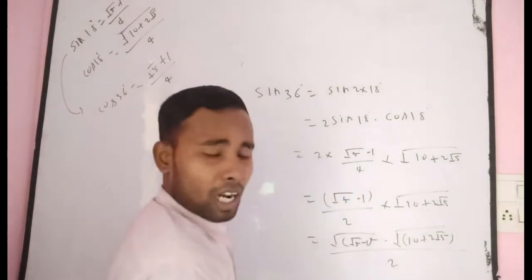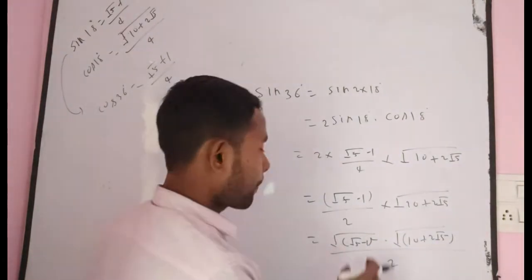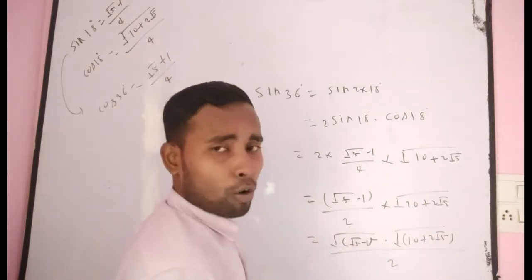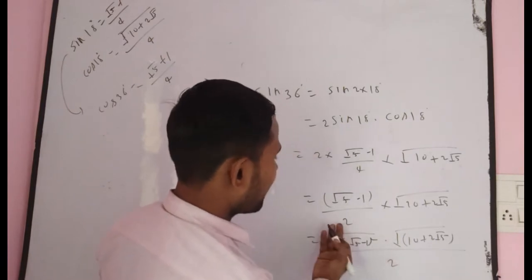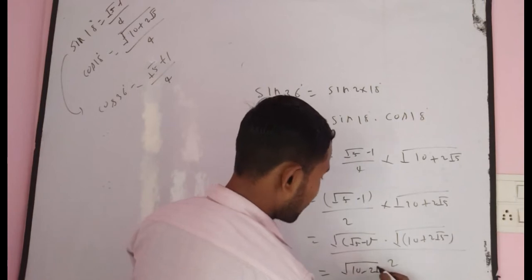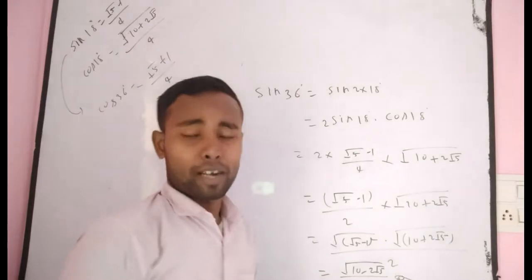Can you write it? Now, this expression can be expressed as a multiplication. If you multiply root under 10 plus 2 root 5 by root under (5 minus 1) whole square, you finally get, expressing in a standard form, 10 minus 2 root 5 divided by 4, which is your final answer.